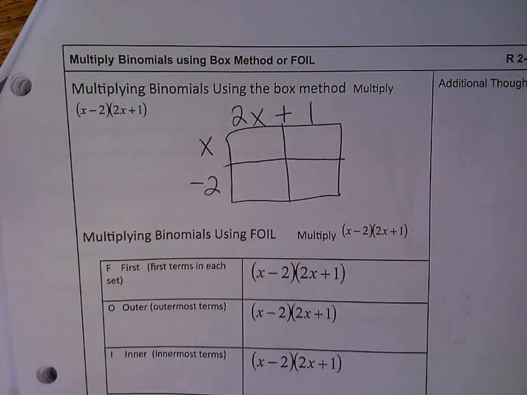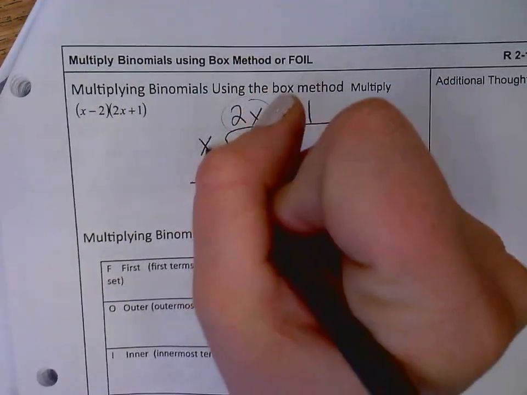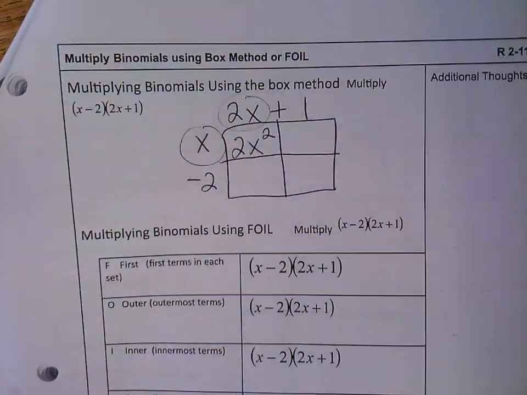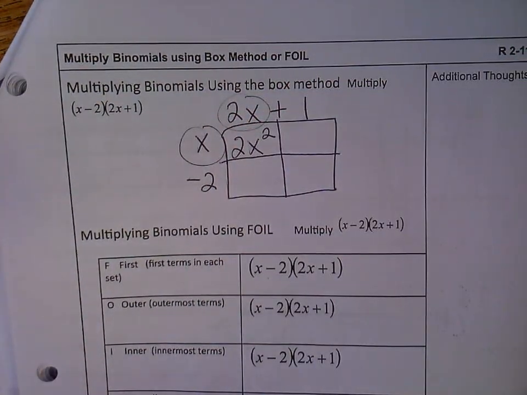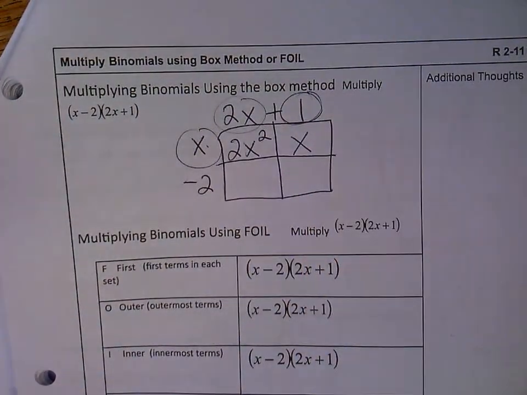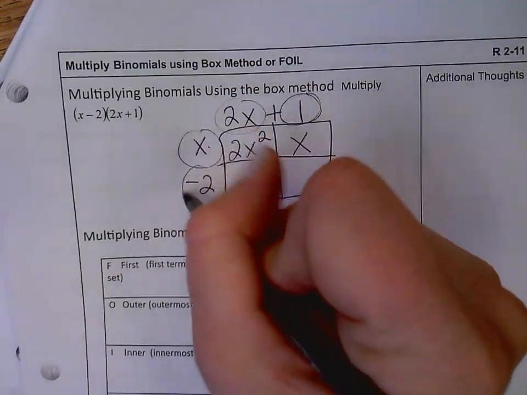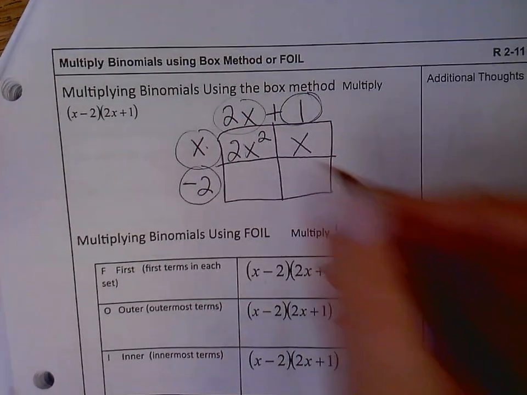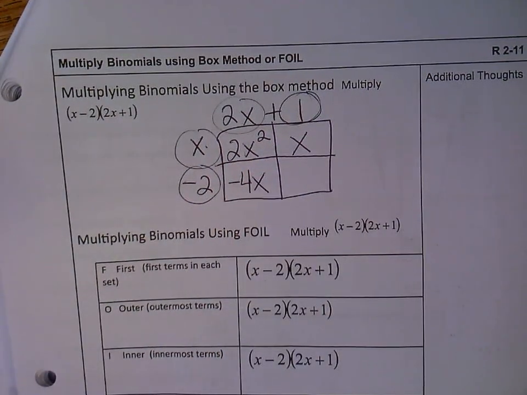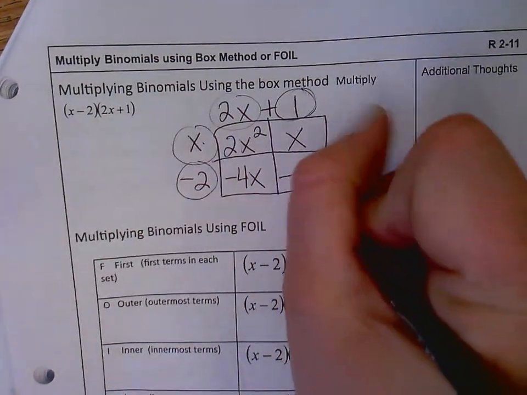You multiply your length times your width. So 2x times x is equal to how much? 2x squared goes in that first box. Then you multiply x times 1 to get this box. So x times 1 is just x. Then you multiply 2x times negative 2 down here. So you'd have negative 4x in that bottom left box. And then you would do the negative 2 times the 1 to get this last corner.